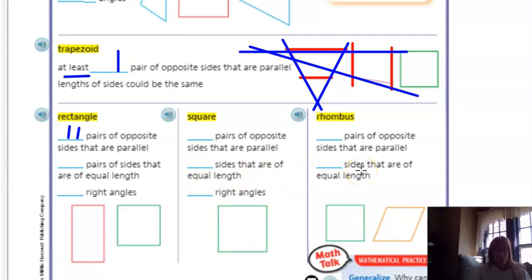Now a rhombus, here's that strange thing again. You have 2 opposite sides that are parallel, and you can see that. And then you have 4 sides that are equal length. A rhombus is not a square because it does not have, right here, do you see this? A square can be a rhombus, but a rhombus cannot be a square because squares have to have 90-degree angles. You can see that right there. You have to have 4 right angles.